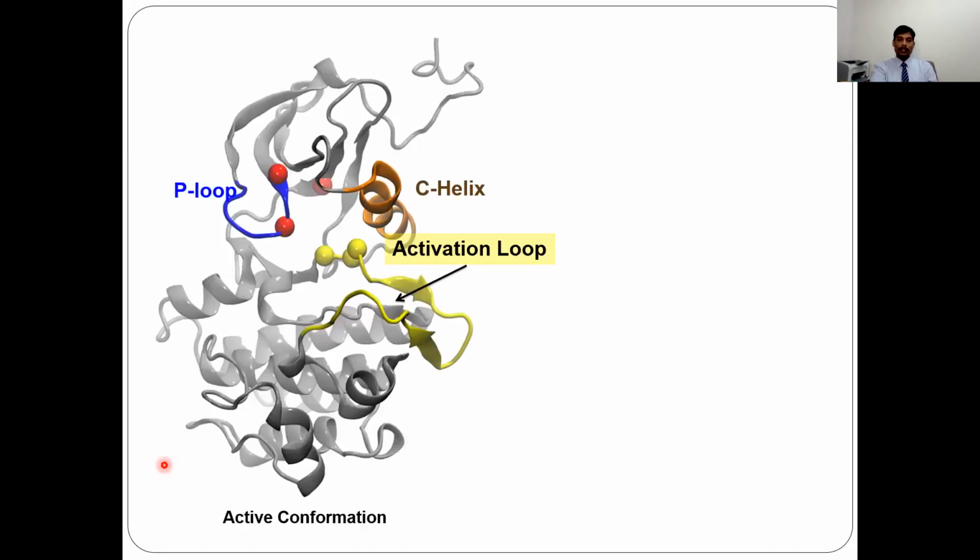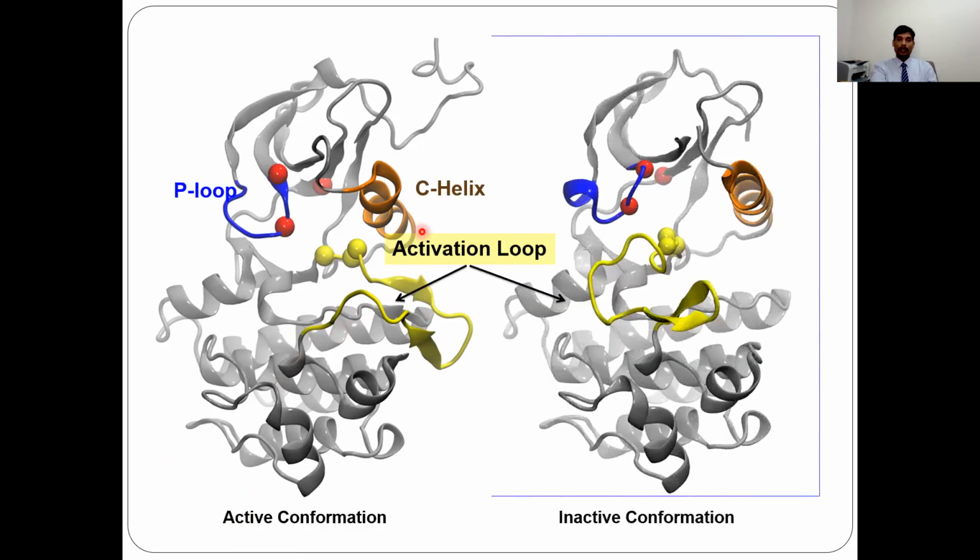So this is an example of the active conformation, and this is the active C loop, and this is the inactive conformation. Both conformations can exist in our body. So the drug can be targeted to the active or the inactive conformation.